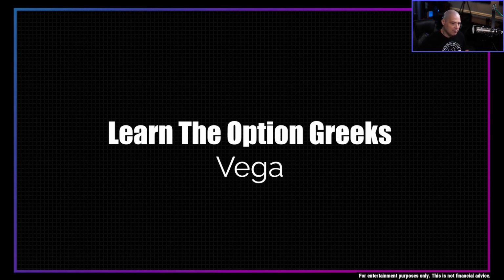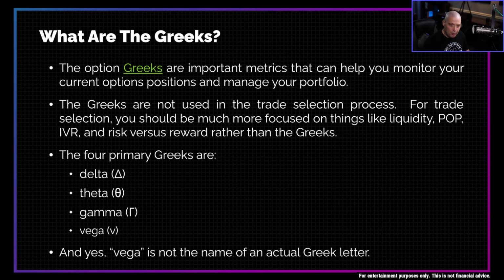Of course, today we're talking about Vega, but we've already covered 3 of the other primary option Greeks on camera. We've done delta, theta, and gamma in previous videos. Today, we're wrapping up the 4 primary option Greeks with Vega.